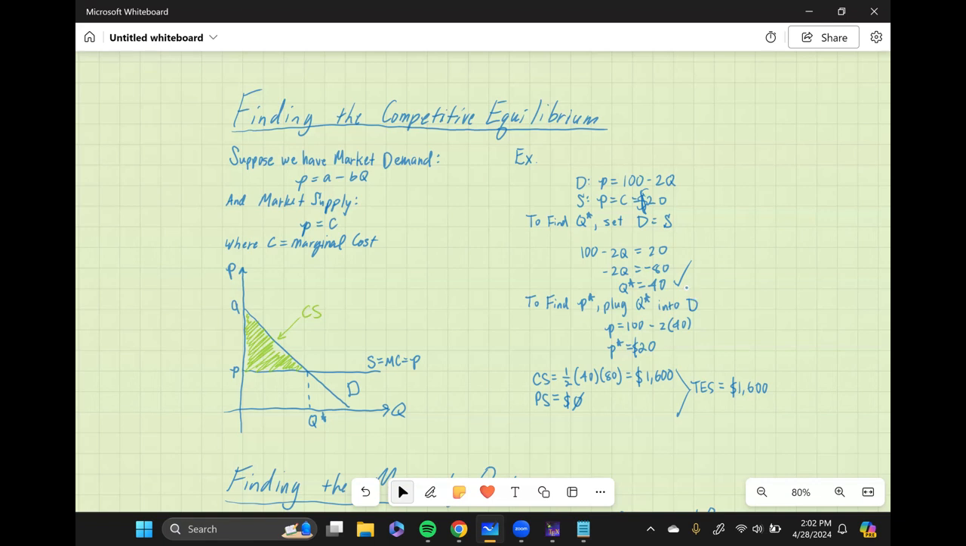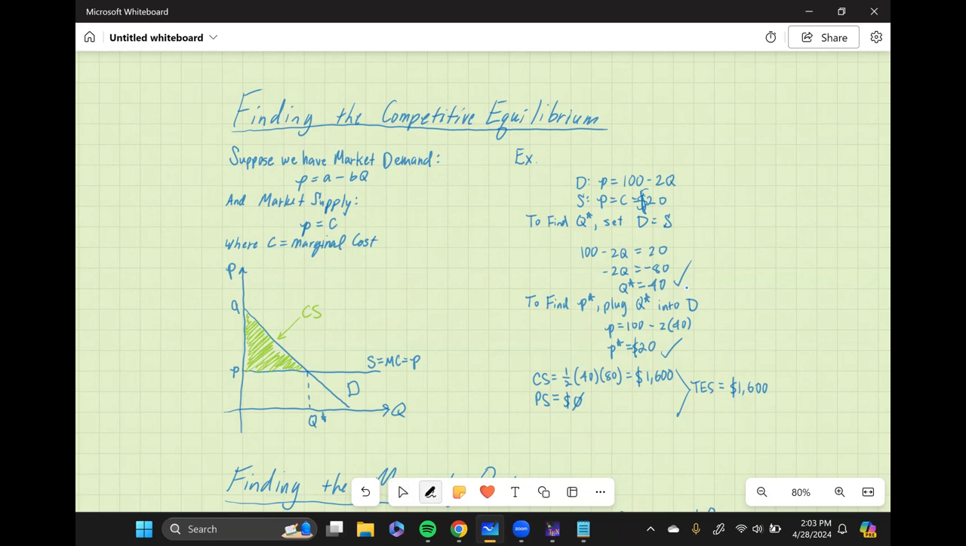We knew from the outset that P star was going to end up being 20, but you can plug it in just to give yourself a little bit of confidence there. And so we have a market equilibrium outcome of Q star being 40 units. That's for the entire market, and the market price being $20. We can then go ahead and calculate consumer and producer surplus here, because we know what all the values of all these things are.